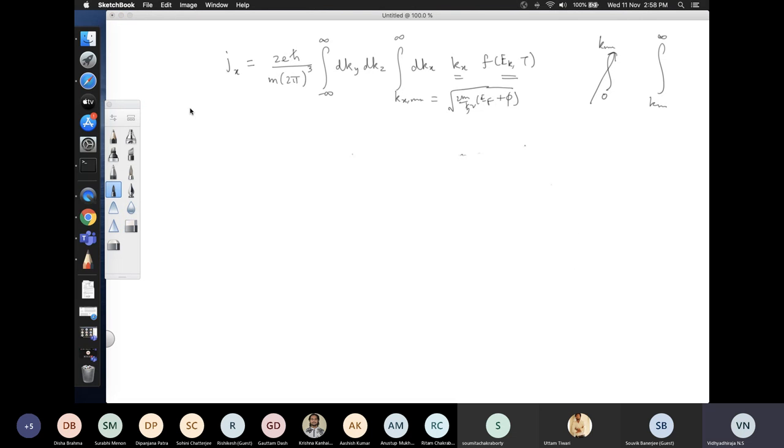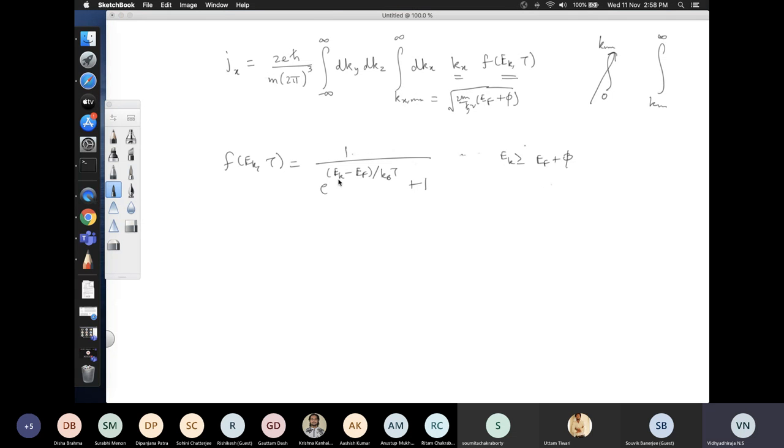Right. Okay, so the next thing we will exploit is this. Suppose I take this f of Ek comma T, and this is given by 1 over e to the power (Ek minus Ef) divided by kBT, plus 1. Now we want to restrict ourselves to Ek values which are greater than or equal to Ef plus the Fermi function.